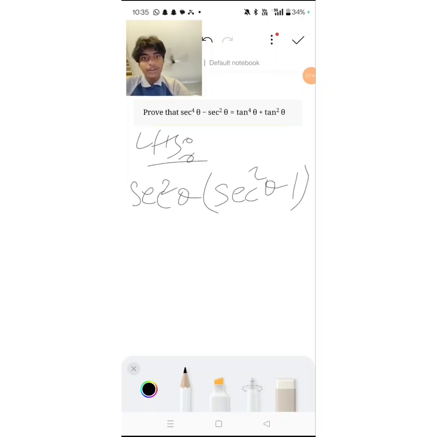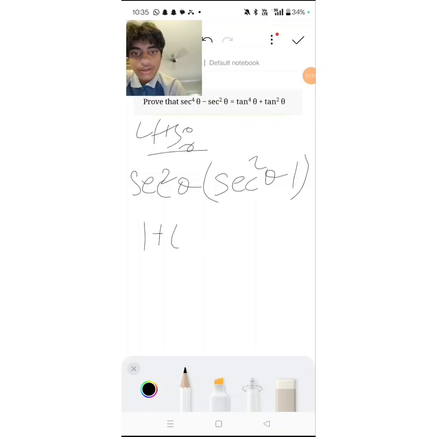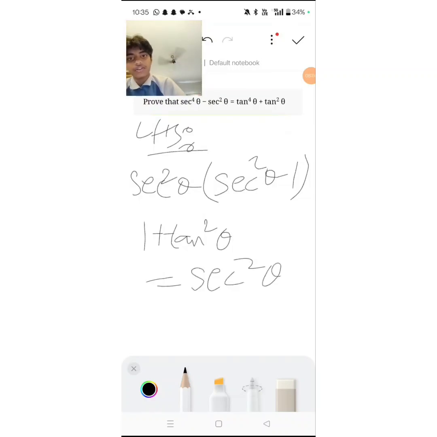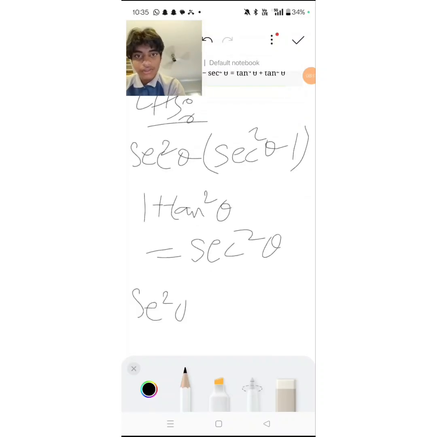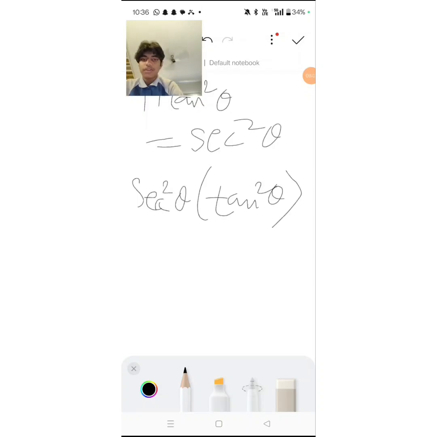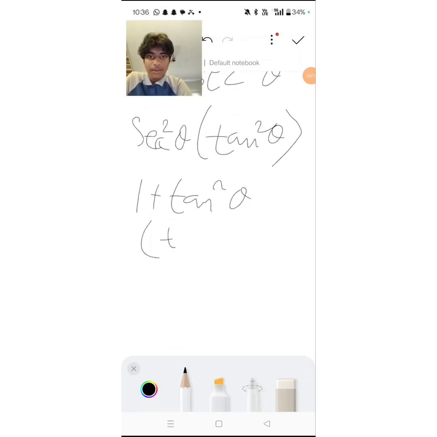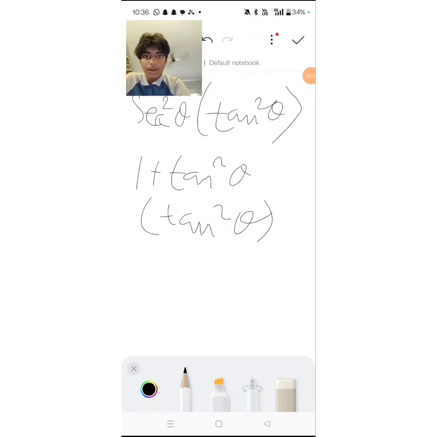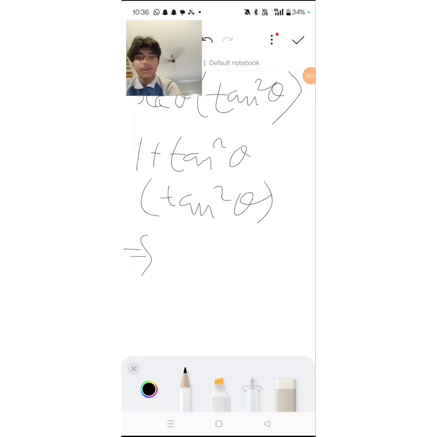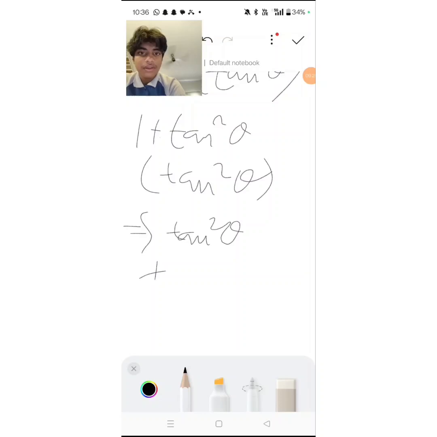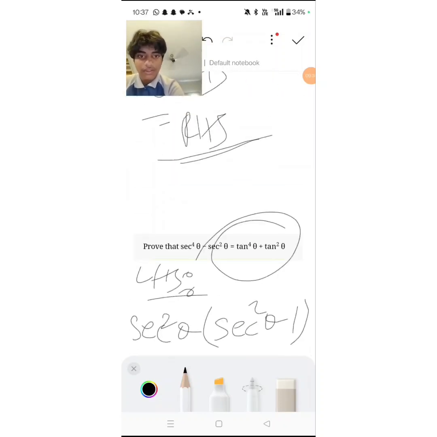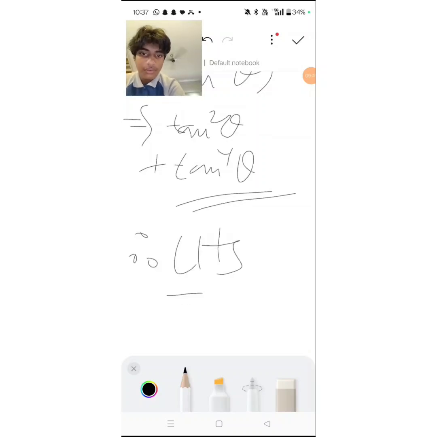Right? So now that I've factored out sec square theta minus 1, what's our identity? Tan square theta is equal to sec square theta minus 1. So now if I take 1 to the other side, it's just tan square theta, right? So this is nothing but sec square theta times tan square theta, right? So sec square theta can just be rewritten as 1 plus tan square theta, 1 plus tan square theta times tan square theta, right? So now you just multiply. So it's just 1 into tan square theta, just tan square theta, plus tan square theta into tan square theta is tan to the power of 4 theta, which is your RHS. Yes, it's your RHS. So therefore, LHS is equal to RHS.